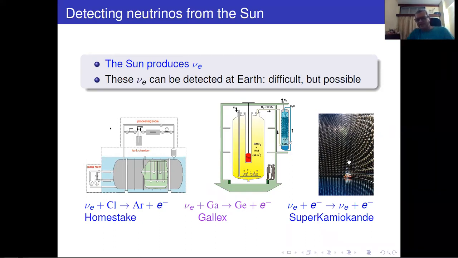Many years after these came Kamiokande, which later on became Super Kamiokande. This is the online detector, in the sense that if the neutrinos interact with an electron, this electron comes out with a very high velocity, and then it can produce Cherenkov light, which is detected by photomultiplier tubes. So the advantage of this third experiment was that it told you immediately in time that a neutrino has arrived. So this was the sort of online experiment.